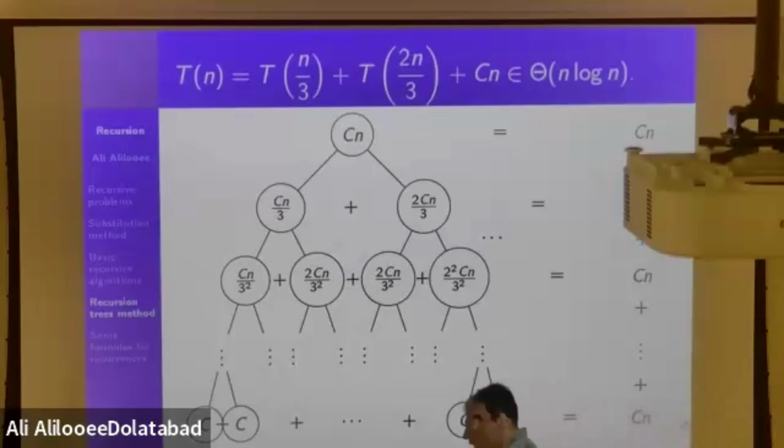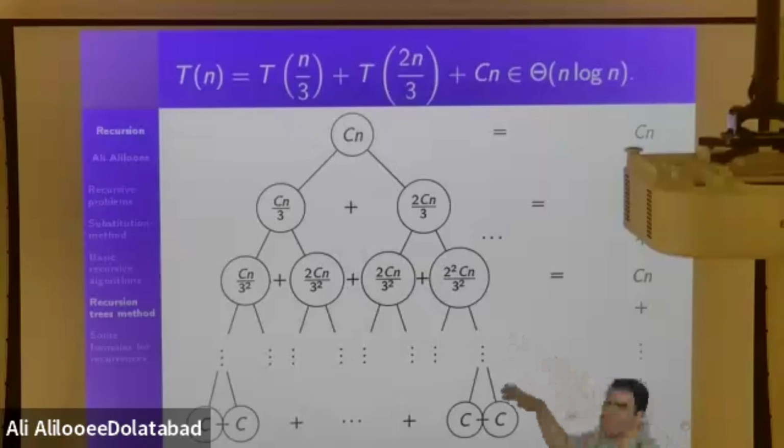The recursion tree is a finite tree. It means that we do not have infinitely many nodes. Then the question which should be answered here is how many levels we have. It means how deep we can go down.